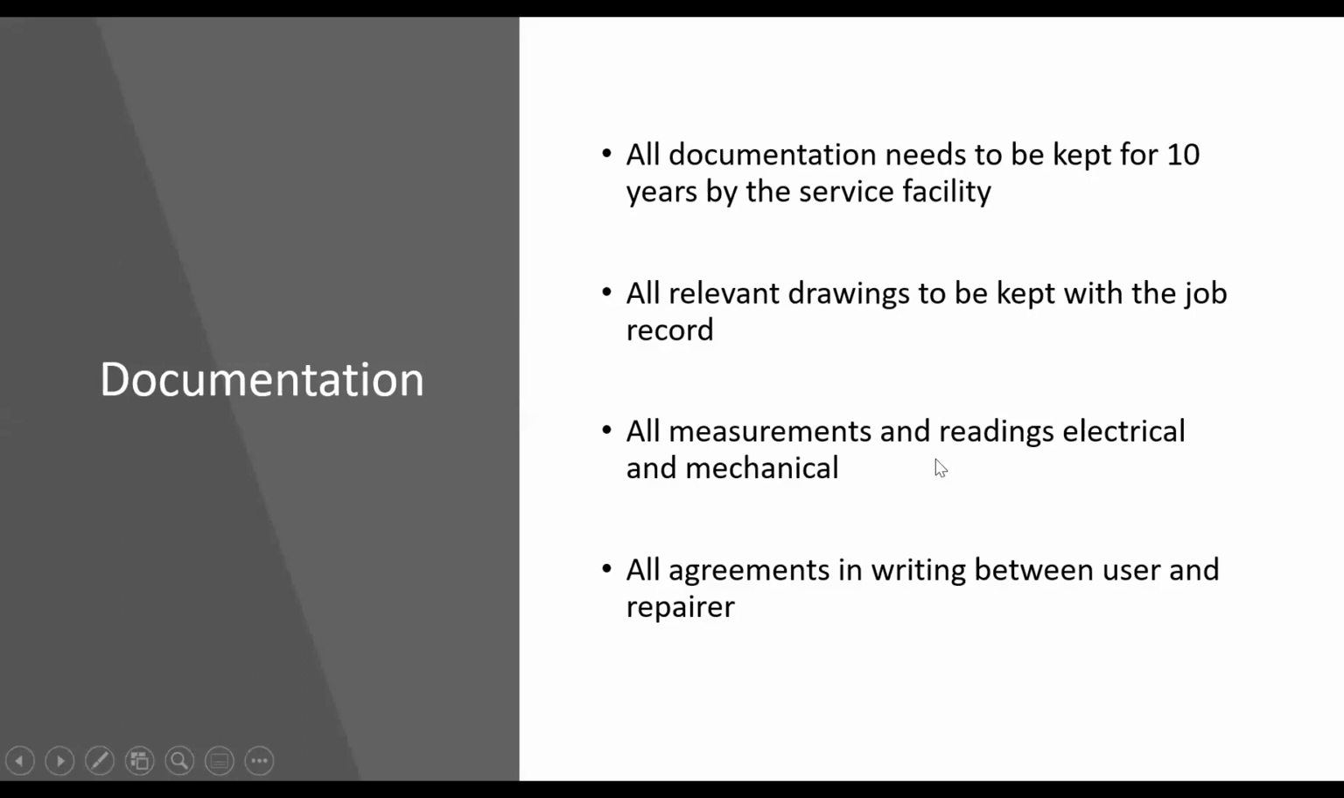All relevant drawings to be kept with the job record. If you had a new shaft or a new fan cowl or something manufactured because you could no longer get the manufacturer's parts, which is allowed in the repair standard, those drawings need to be kept so that you can prove, if an incident occurs, how and why and the dimensions of the new part that you manufactured was on that job. All measurements and readings, electrical and mechanical, should be in the paperwork. And all the agreements between the user and the repairer should also be in that record for that particular job.